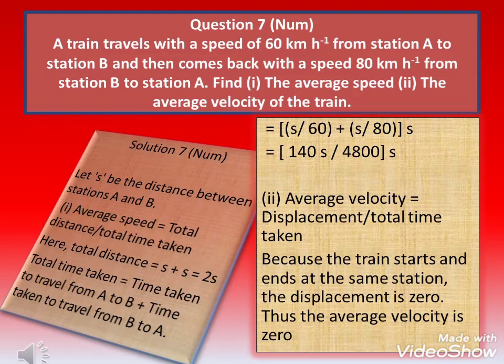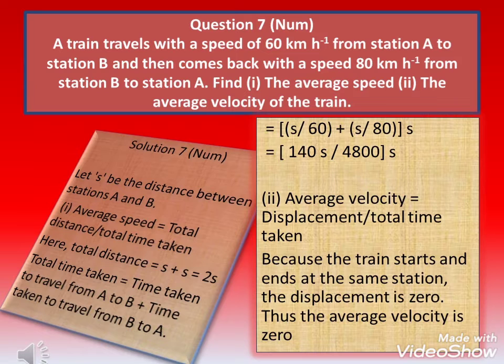Now, what is total time taken? Total time taken is the sum of time taken to travel from A to B plus time taken to travel from B to A. Finally, we will get S by 60 plus S by 80. By taking LCM and by cross multiplication, we will get 140 by 4800 S.